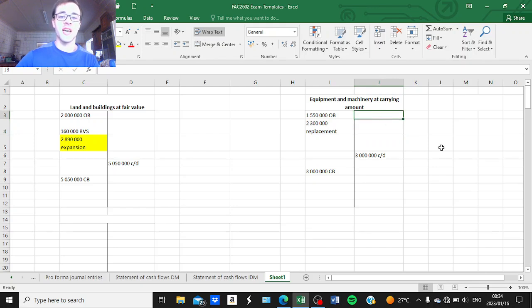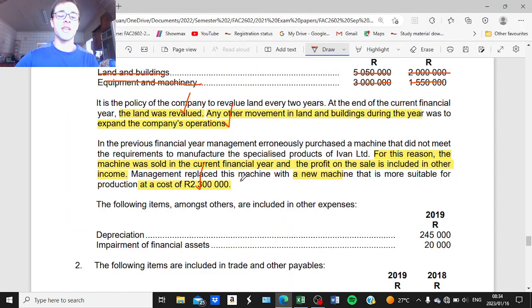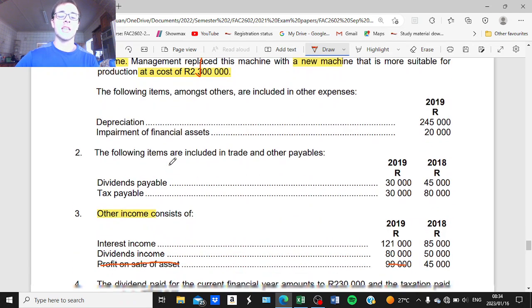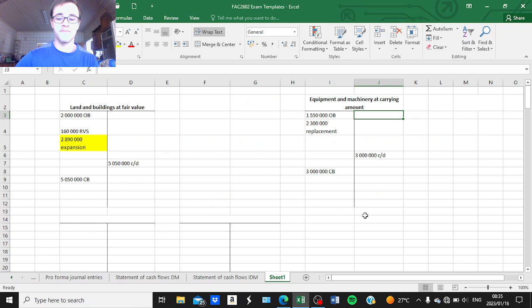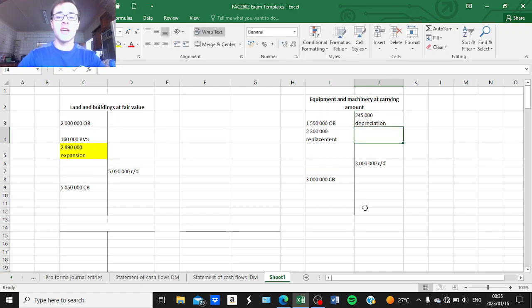And then the other item that we need to consider in the equipment and machinery general ledger account is depreciation, because depreciation would have been written off during the year on equipment and machinery that caused a decrease in the carrying amount of equipment and machinery. So the depreciation expense for the current year has been included in other expenses as 245,000 rand. So we need to show this on the credit side of this general ledger account. And once again, it is a non-cash expense item.